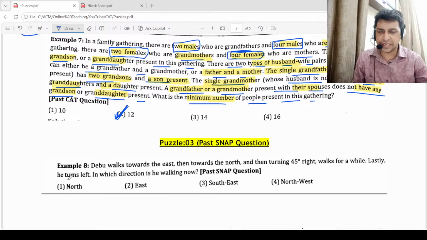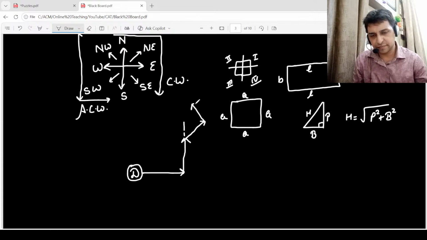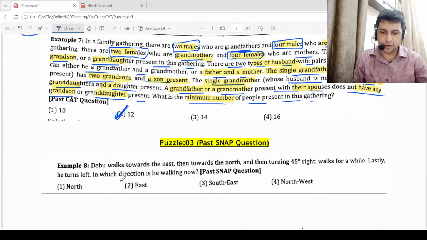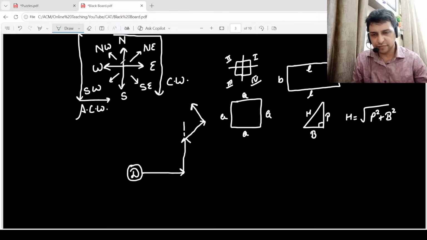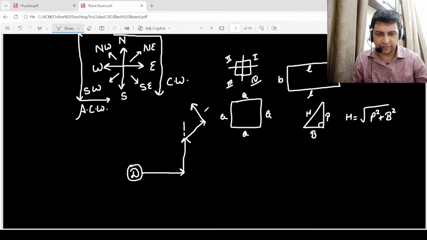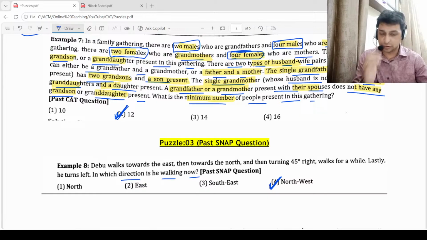Walks for a while. Lastly, he turns left. Now he turns left. Now, in which direction is he walking now? Now, this direction which we have, if I put the plus sign here, now this becomes north and this becomes west. That means he's moving into northwest direction. So that is the answer here. That is also quite easy.